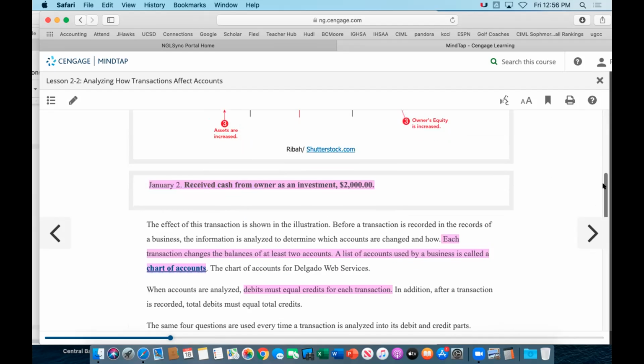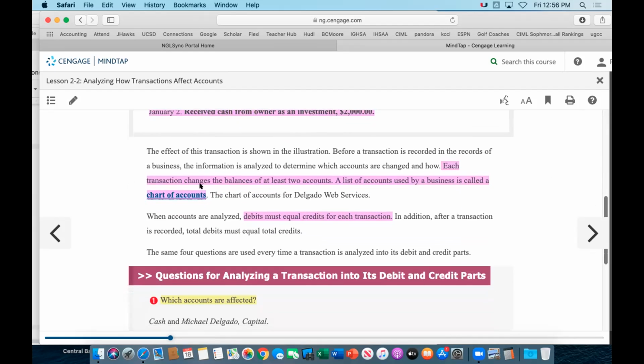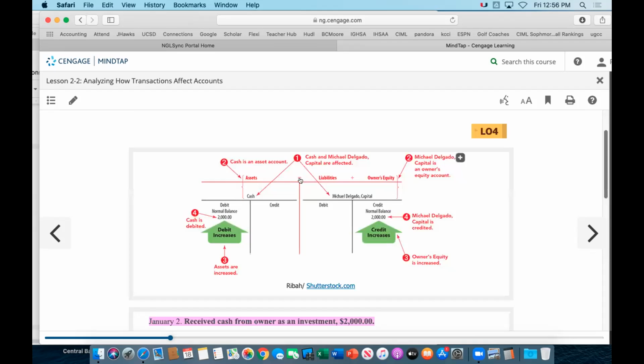Sometimes my computer jams up. So that's what we're talking about here. Each transaction changes the balance of at least two accounts. True or false? True. Okay. A list of accounts is going to be called the chart of accounts. That's on your crossword puzzle in your study guide. Debits must equal credits in each transaction. That means assets have to equal liabilities, because we're going to have $2,000 worth of debits here, and we're going to have $2,000 worth of credits. Debits always equal credits. Okay.